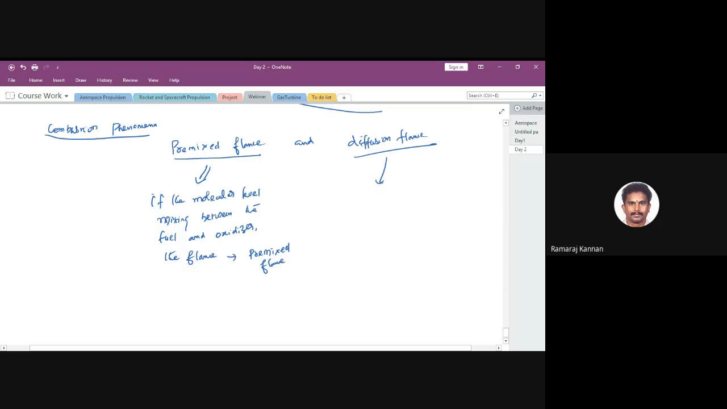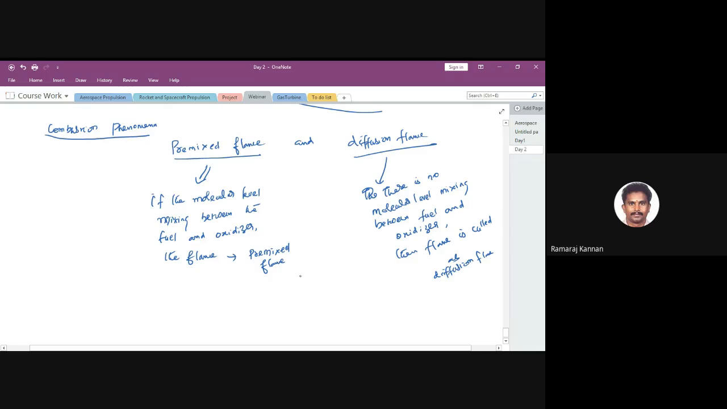Diffusion means there is no molecular level mixing between fuel and oxidizer. Then the flame is called a diffusion flame.